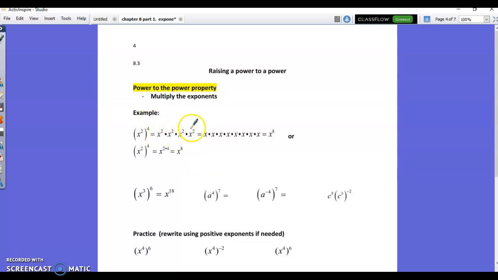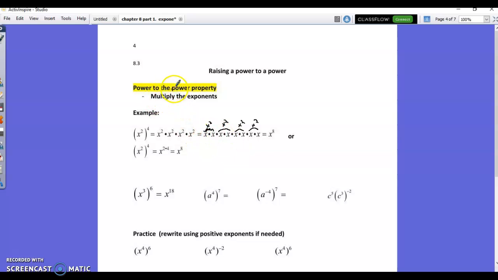So if x squared is multiplied by itself 4 times, then x squared is 2 of these x's, right? Here's our first x squared, here's our second x squared, and so on. So we can see those within the problem that I broke down here. Here is an x squared, here's another x squared, here's another x squared, and here's another x squared. And when we add all these together, we get 8.